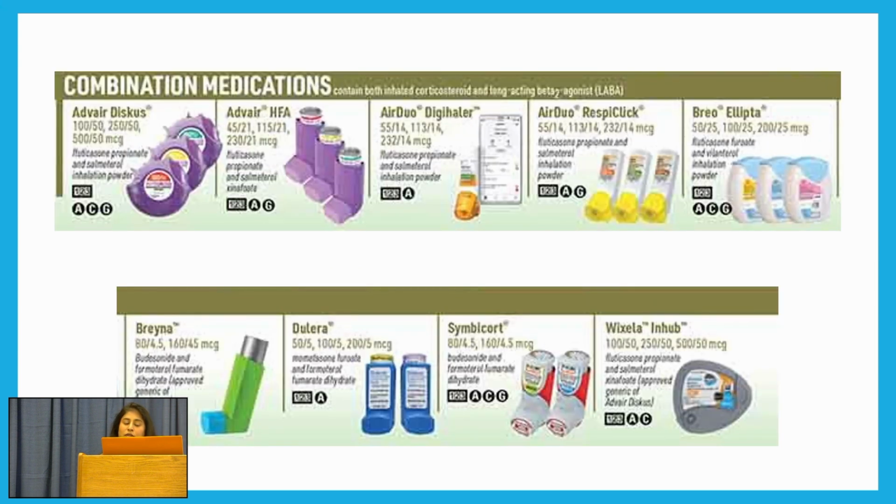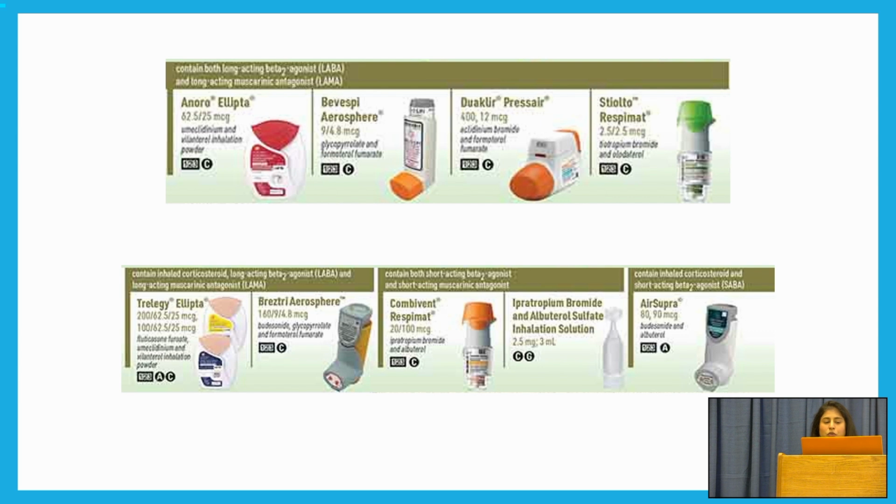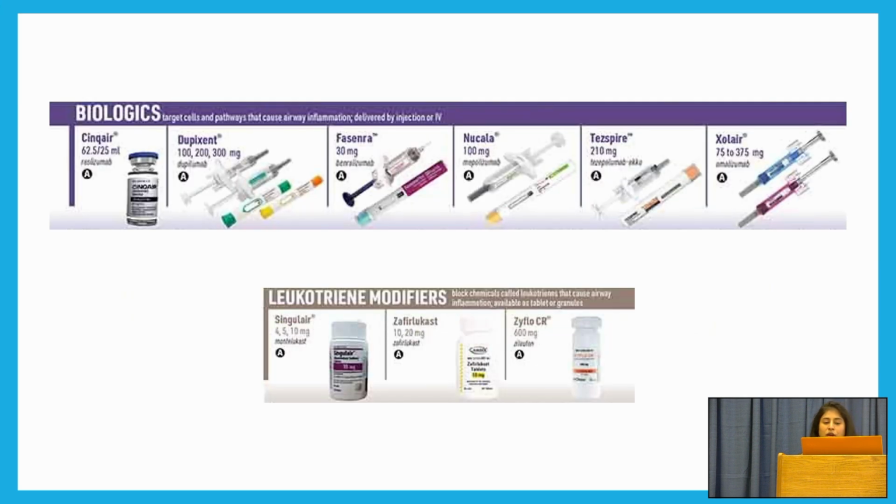The combination ones, Breyna, the one in the left-hand corner, is just generic Symbicort. That's all that is. Same stuff, just a different label on it. Wixela is still your cheapest one to go to, $45 without insurance. Still the cheapest one there. So there are some things that are affordable a little bit. And then you're looking at your combination ones, your long-acting LABA and LAMA, Bevespi, and then your triples, Trelegy, Breztri, your combo ones. So these are the biologics that we're not going to touch on in great detail, but there is a new exciting thing that's available with it, so I want to touch on that.